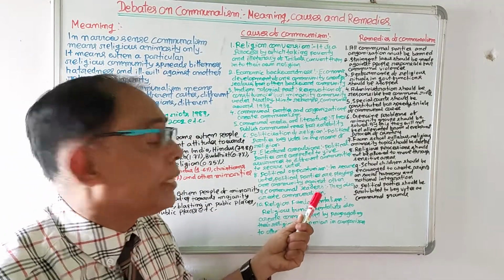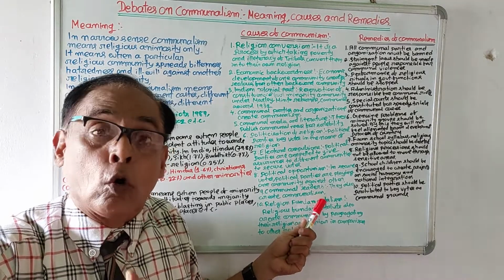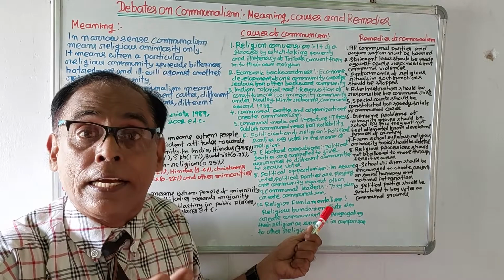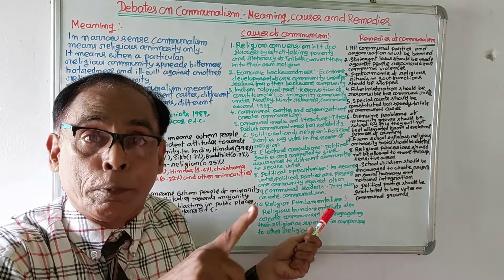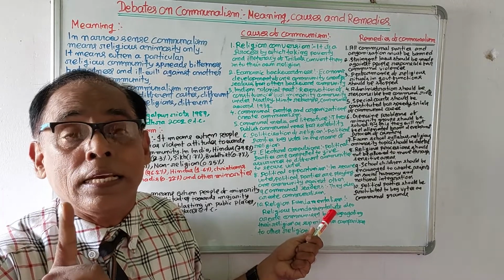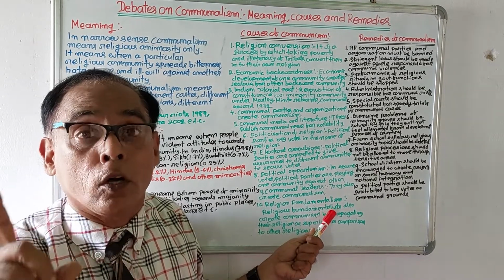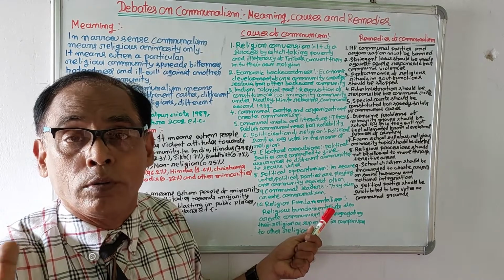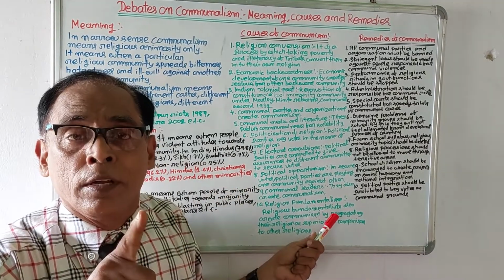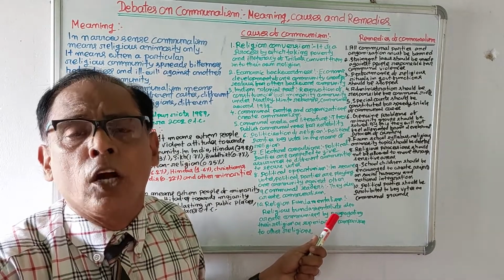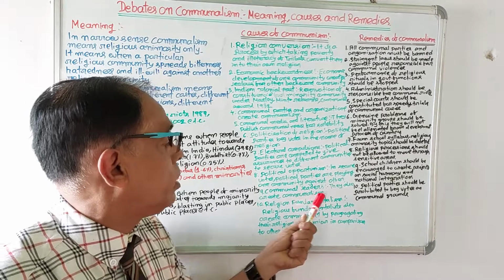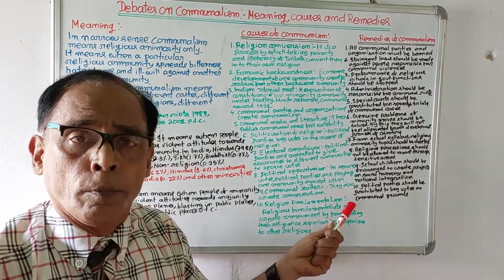Number 9, communal leaders. Sometimes in our society, communal leaders are found. These communal leaders propagate the idea that their community is superior to other communities. So automatically, when people of other communities know this, they will definitely have a feeling of bitterness towards that community. So communal leaders are also responsible for communalism.